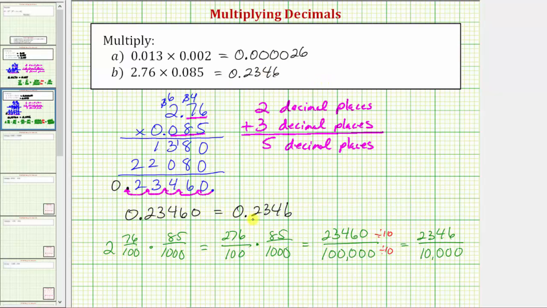So it is important to recognize these decimals are equal, so it's not wrong to write this decimal, but this decimal would be considered more simplified.